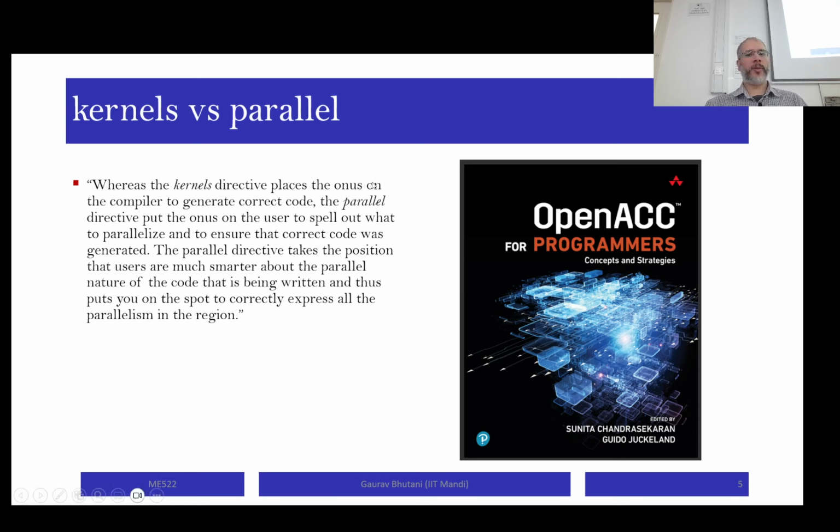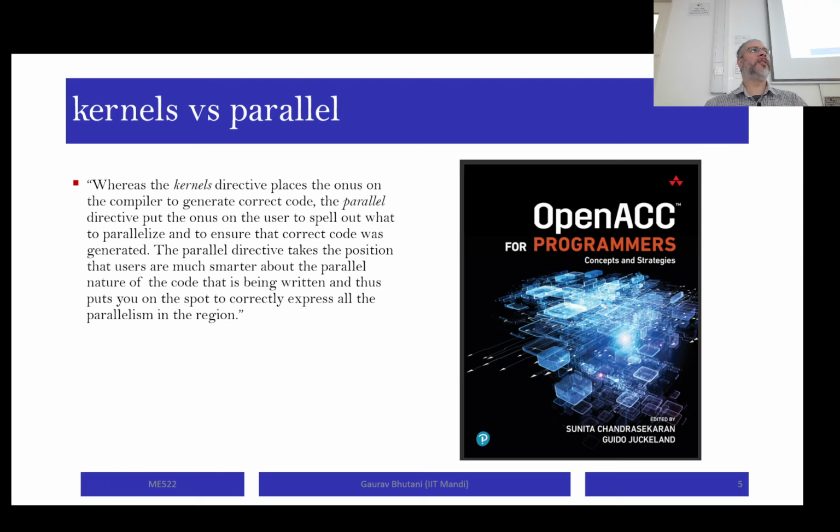So there is one paragraph I have quoted from this book. It says, whereas the kernels directive places the onus on the compiler to generate the correct code, the parallel directive puts the onus on the user to spell out what to parallelize and to ensure that correct code was generated.